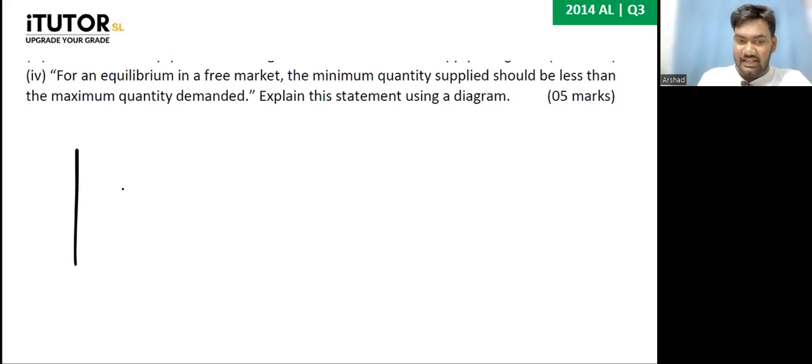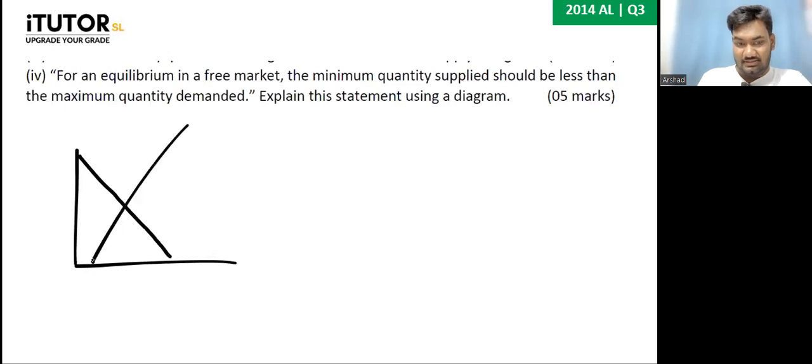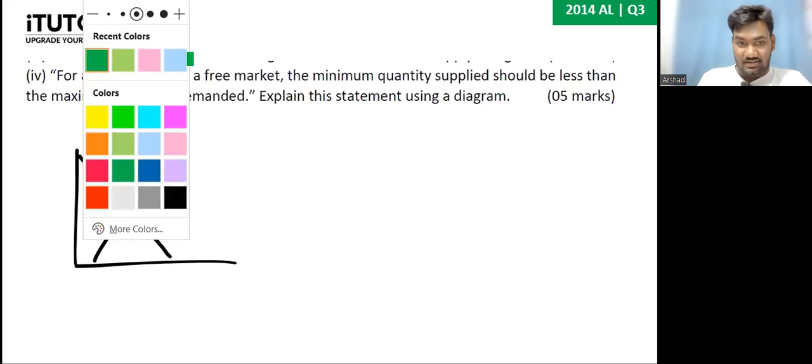Okay. If you draw a demand and a supply curve, let's say this is the demand curve. This is the supply curve. Okay, so what is the minimum quantity supplied?